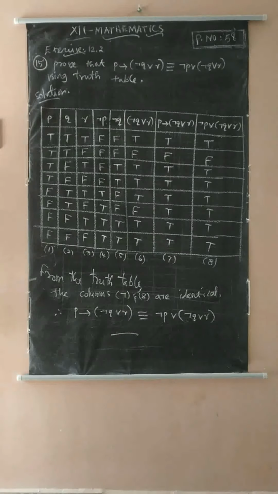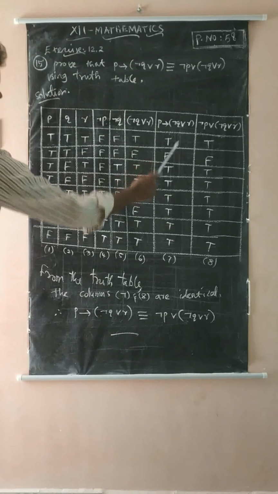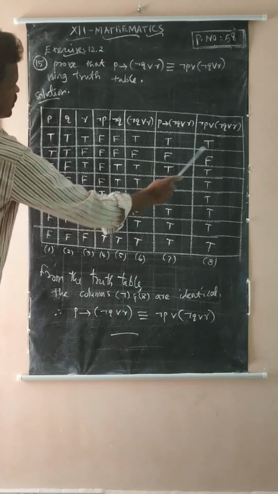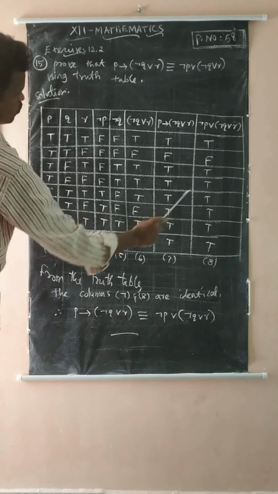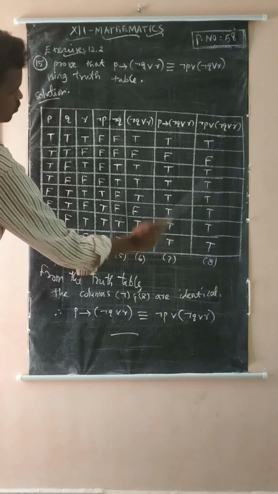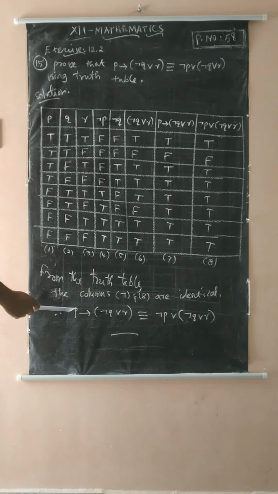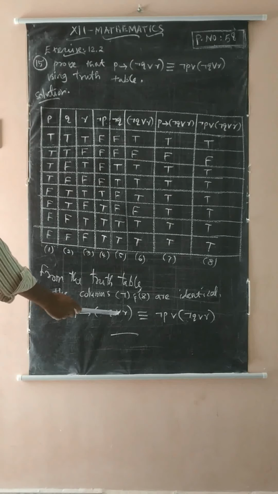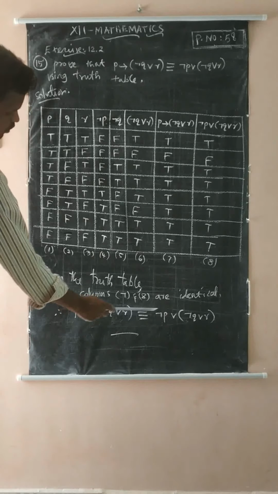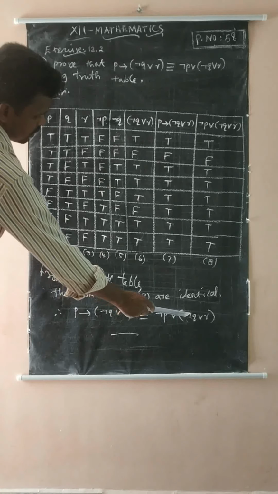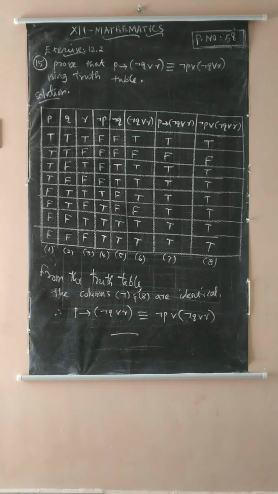And the next step: from the truth table, see columns 7 and 8. True, true, false, false, true, true, true, true. So all are identical; columns 7 and 8 are identical. Therefore P conditional (negation Q or R) is equivalent to negation P or (negation Q or R). So that is the 15th problem, students.